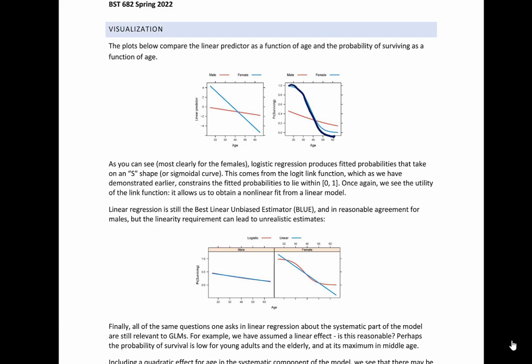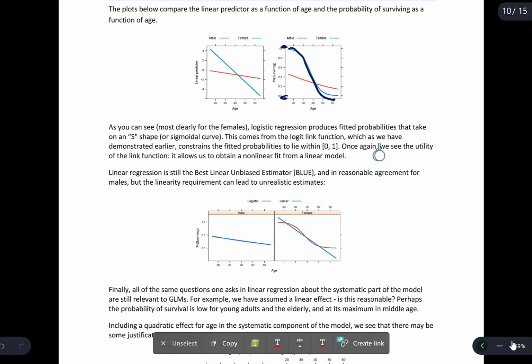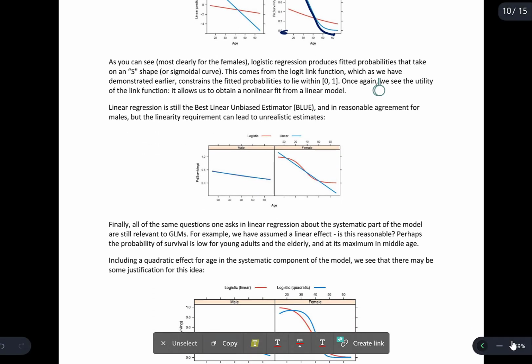This comes from the logit link function, which we've already demonstrated earlier constrains the fitted probabilities to lie between 1 and 0. And so you see the 1 and you see the 0 here. Once again, we see the utility of the link function. It allows us to obtain a nonlinear fit from a linear model. So linear regression is still the best linear unbiased estimator and is in reasonable agreement for males, but the linearity requirement can lead to unrealistic estimates.